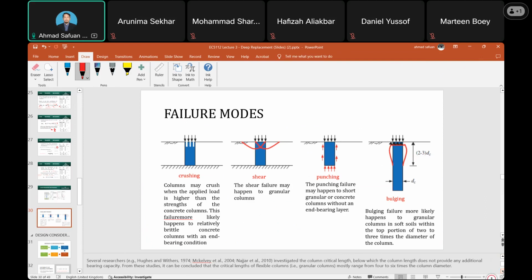Several researchers investigated the column critical length, below which the column length does not provide any additional bearing capacity. From these studies, we can confirm the critical length of a flexible column ranges from 4 to 6 times the column diameter. This means that only the top of the column will provide the bearing capacity, which is up to 6 times the column diameter.